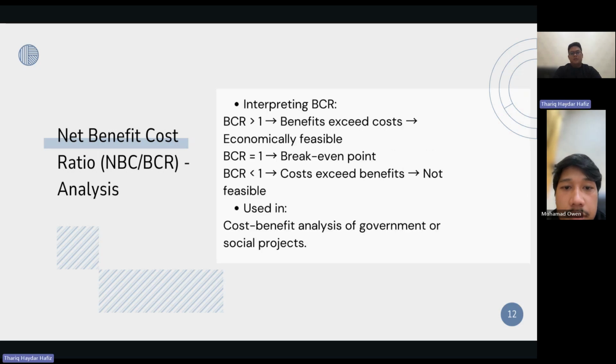So how to interpret BCR is, if BCR is greater than 1, that means the benefit exceeds cost, which is economically feasible, and which means the project is doing good. But if BCR equals 1, that means the project is at its break-even point. And if BCR is lower than 1, the cost exceeds the benefit, so the project is economically not feasible. This benefit cost ratio is used in the analysis of government or social projects.